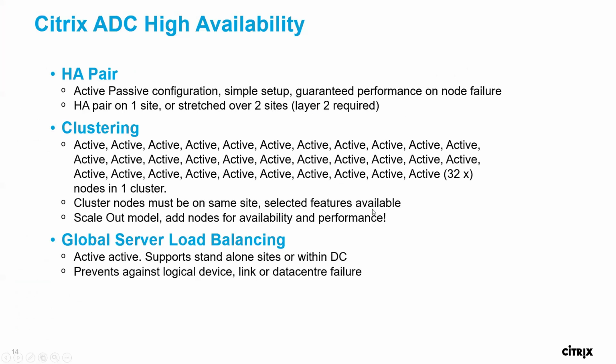Cluster nodes must be in the same site, same data center, with selected features available. This is called the scale-out model. So TriScale technology, scale-out model: add nodes for availability and performance. Okay, we can add up to 32 nodes.